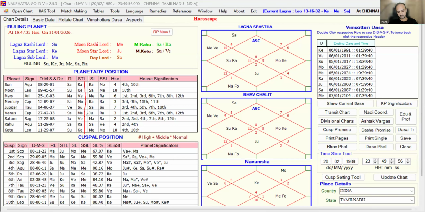Going to third house. Who is my third CSL? Mars. Which is the D significator for the third house? Jupiter. Perfect.